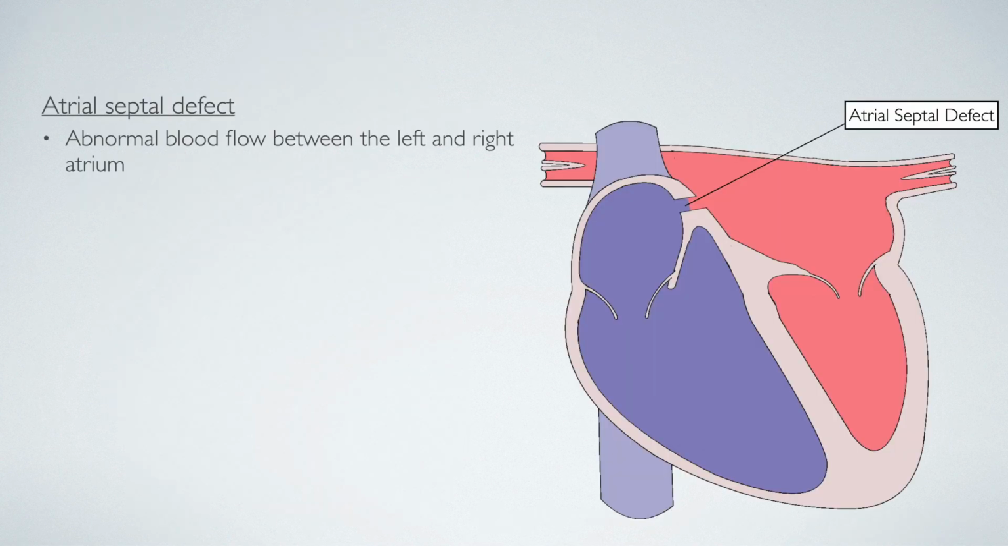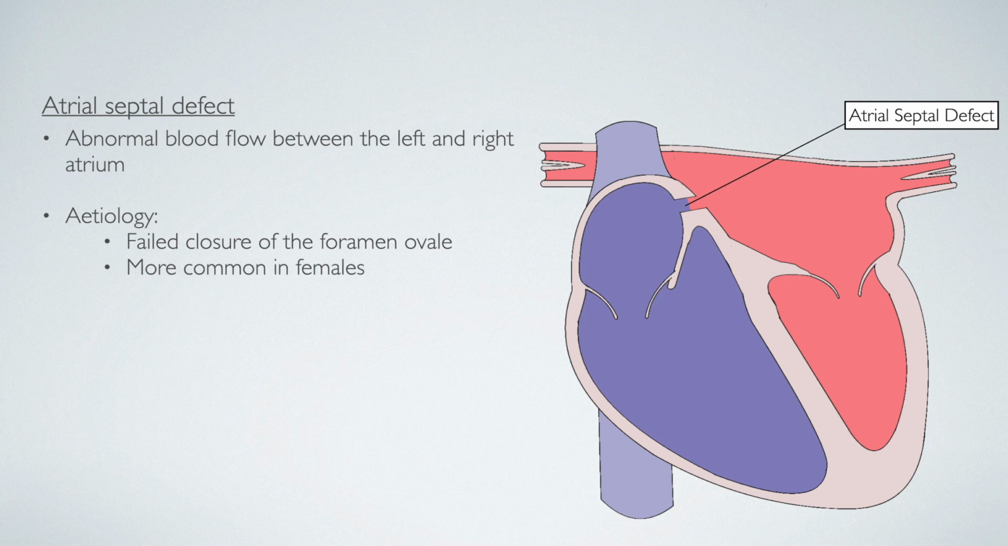Atrial septal defects effectively allow for abnormal blood flow between the left and the right atrium. They are usually congenital and caused by failed closure of the foramen ovale. You may be asking yourself, what on earth is the foramen ovale? Well, the foramen ovale is an adaptation of fetal circulation that allows blood to bypass the lungs, and it usually closes shortly after birth.